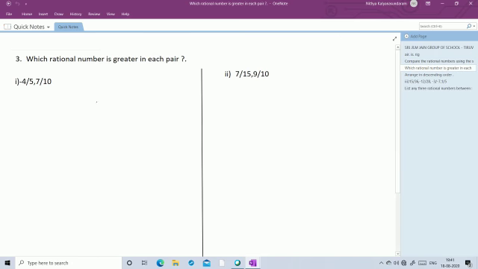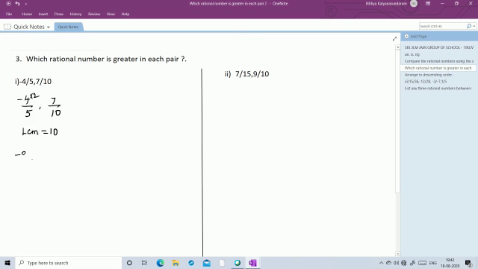Third question, which rational number is greater in each pair? They are given two rational numbers, minus 4 by 5 and 7 by 10. Here the denominators are different, so we can't compare. So take the LCM. The LCM of 5 and 10 is 10. Here we already have 10, so here only multiply with 2.